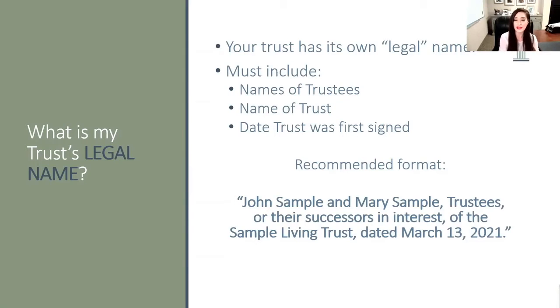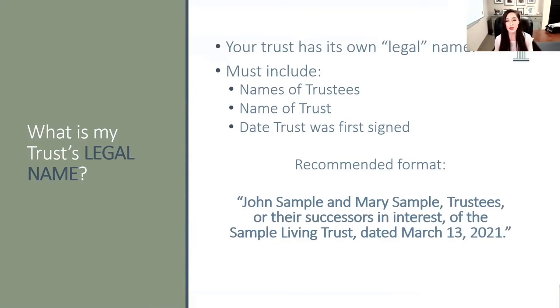The recommended format I put up here, we've got John Sample and Mary Sample, trustees, or their successors in interest of the Sample Living Trust dated March 13th, 2021, right? So it might also include something like, and any amendments thereto. We usually use that language at the end of ours.